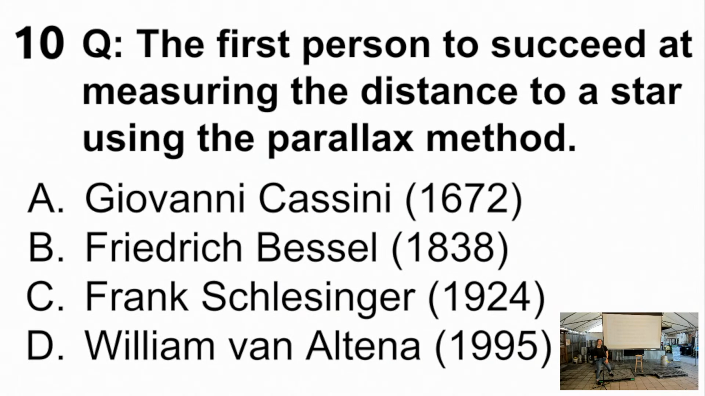Question 10, the first person to succeed at measuring the distance to a star using the parallax method was A, Giovanni Cassini in 1672, B, Frederick Bessel in 1838, C, Frank Schlesinger in 1924, or D, William Van Altena in 1995. Okay, did you get all of your trivia answers down? Good, fantastic. Please bring your trivia sheets completed and your golf pencils to Sam and Ben in the front. Thank you. And we will be on with the first speaker momentarily.